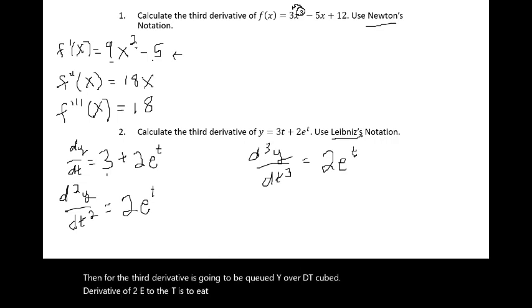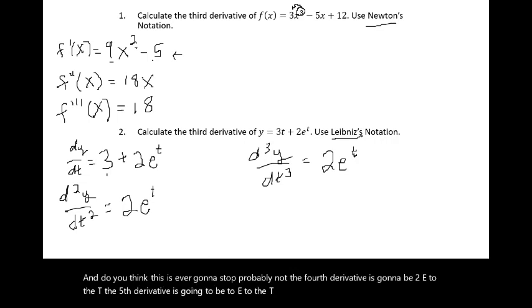And do you think this is ever going to stop? Probably not. The fourth derivative is going to be 2e to the t. The fifth derivative is going to be 2e to the t. So the higher order derivatives for this function actually never stop. They're just 2e to the t for 4, 5, 6, and forever and ever.